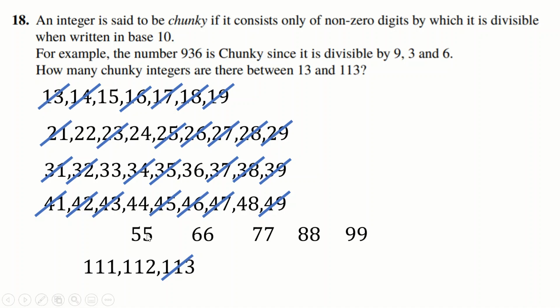And now I just count. 1, 2, 3, 4, 5, 6, 7, 8, 9, 10, 11, 12, I think. No, apparently I miscounted. 1, 2, 3, 4, 5, 6, 7, 8, 9, 10, 11, 12, 13, 14. Yeah, 14. Yeah, weird question.